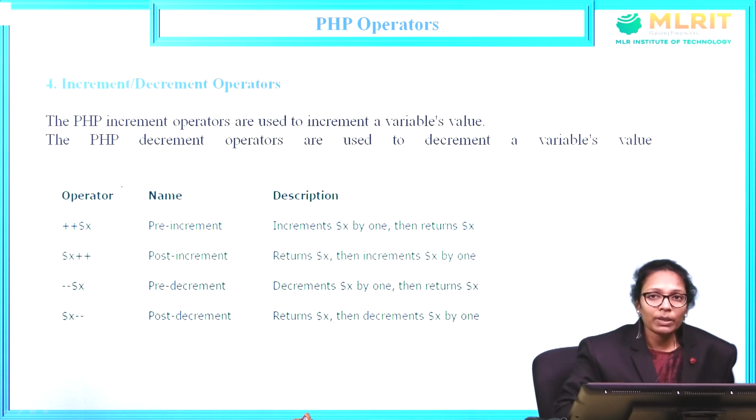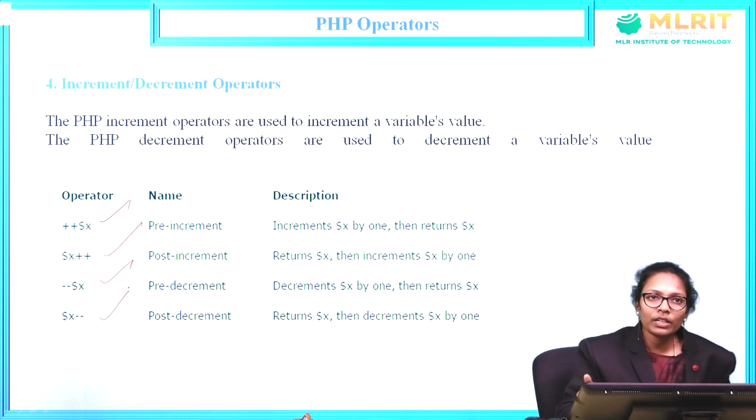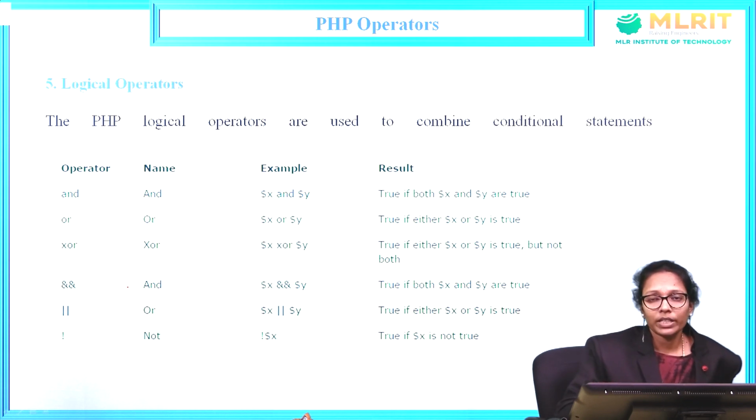And next, increment and decrement operators. We have four operators: pre-increment, post-increment, pre-decrement, post-decrement. Increment means the value will be increased by 1, decrement means it will be decreased by 1. Logical operators. We know we have three main operators: logical and, logical or, logical not.